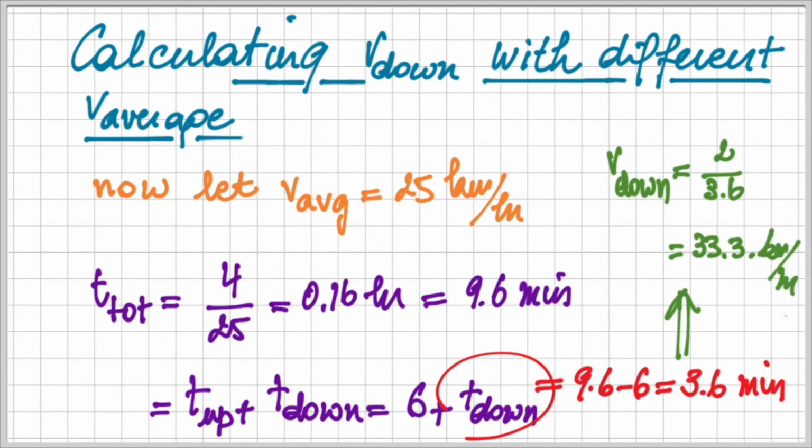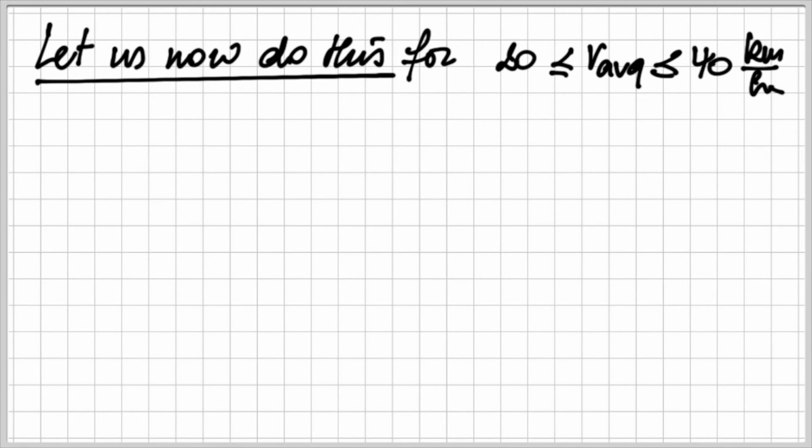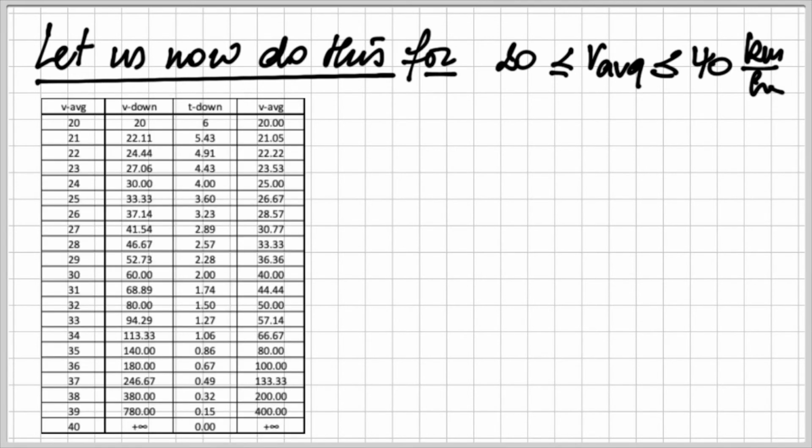So when we want to have an average speed of 25 kilometers per hour, we have to go downhill at 33.3 and something kilometers per hour. Now let's do this for different average speeds between 20 and 40 kilometers per hour. And thanks to Excel, I could make the following table here. So we can find the V average and the V down.